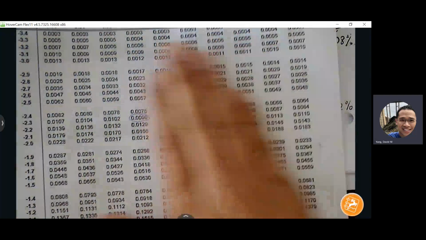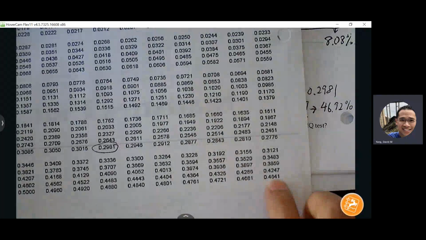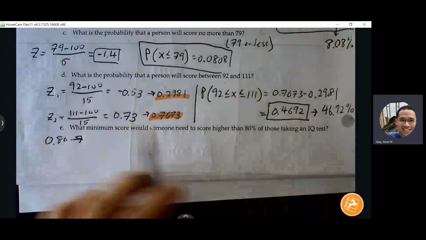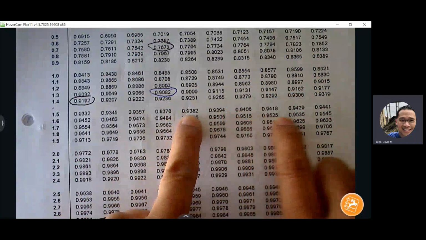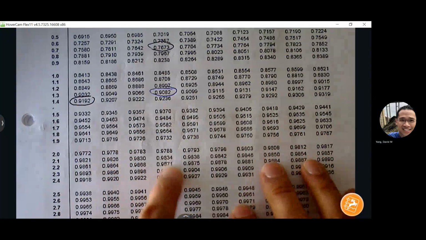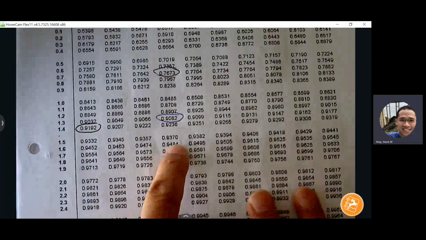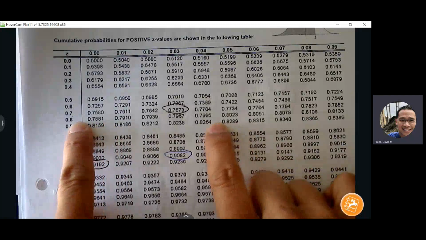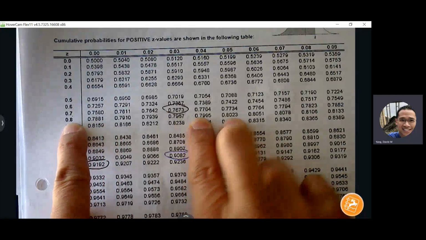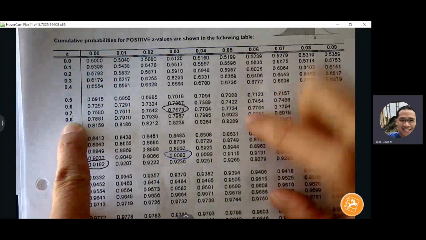If you look at your page 2, all the probabilities are less than 50%. Anything above 50% is going to be on page 3. So it's not going to be exact, we're just trying to find one that's as close as we can get. Look at all your probabilities here. What's the z-score that's closest to 80%? You can either do 0.85 or 0.84. You can make an argument for either.